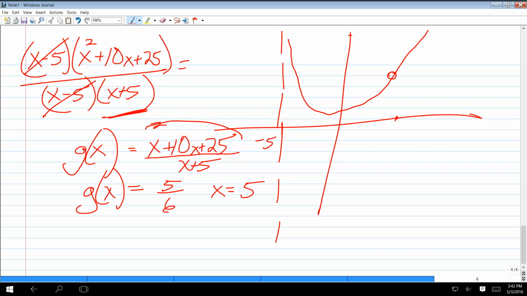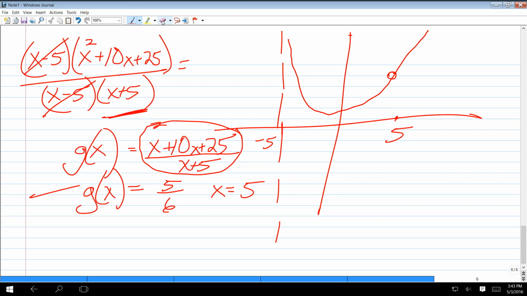And you get this when x is equal to anything else, and you get nothing when x is equal to minus 5. However, this statement is not correct. g of x is not equal to 5/6 when x is equal to 5. By definition, when you have a hole, x can never be 5. That's one number that x cannot be. There are two restrictions on x from the original function. One of them is x cannot be positive 5, and the other is x cannot be negative 5. The fact that one of them is a vertical asymptote and the other one is a hole doesn't matter.